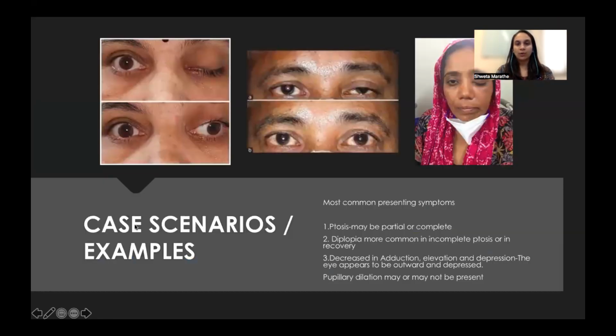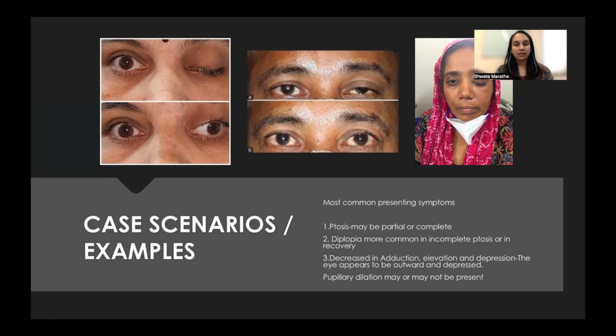So now, how do the patients present? The most common presenting symptom of a patient with a third nerve palsy is ptosis. Now, ptosis may be partial or complete. There would be diplopia, which is more common in incomplete ptosis or in the recovery period.